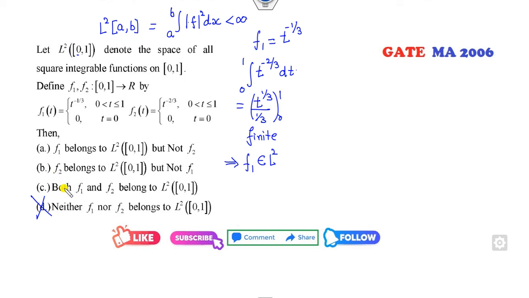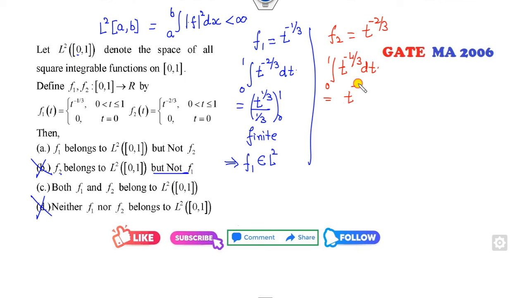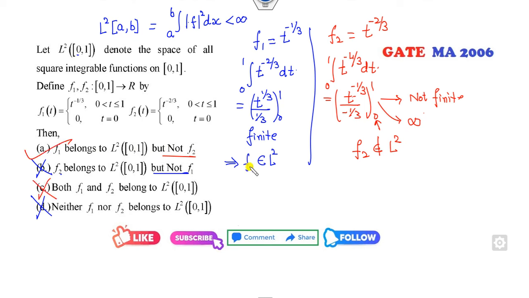So neither F1 but not F2 is cancelled. Look at this one. F2 is t raised to power minus 2 over 3. Again I can apply this: t raised to minus 4 over 3 into dt. So it is minus 1 over 3 divided by minus 1 over 3. Clearly, when you substitute 0 it is not finite, because when you substitute infinity it goes to 0. So what does it mean? F2 does not belong to the L2 space. So A is the right answer of this problem. You need hardly 15 to 20 seconds to solve this problem. I hope you like and comment on the video as well.